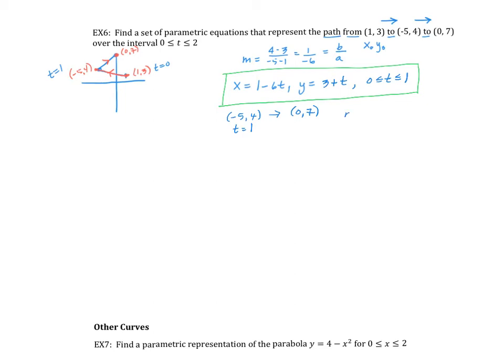I can figure out my slope. My slope is going to be the ending point 0, 7 minus the starting point negative 5, 4. So that's going to be 7 minus 4 over 0 plus 5. Sorry. So that's going to be 3 over 5, which would give me my b over a.